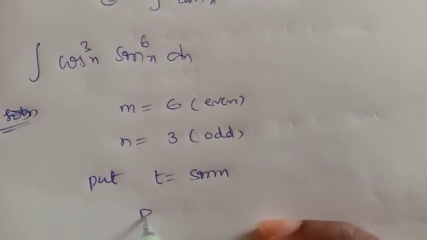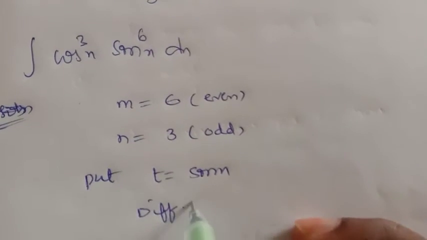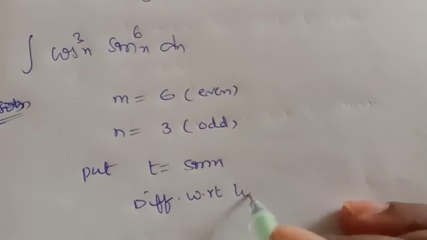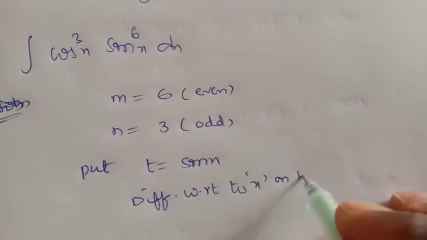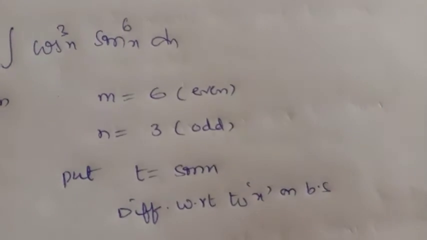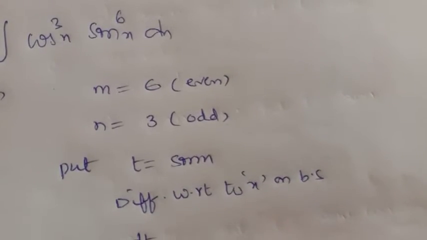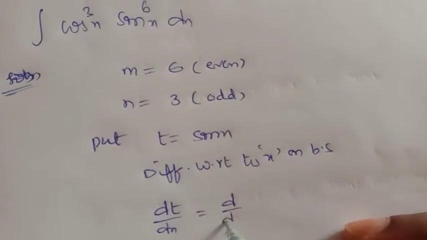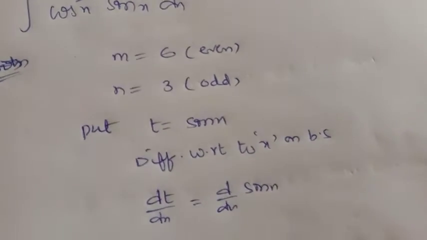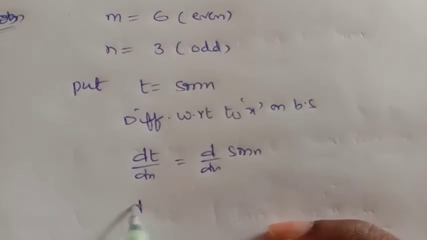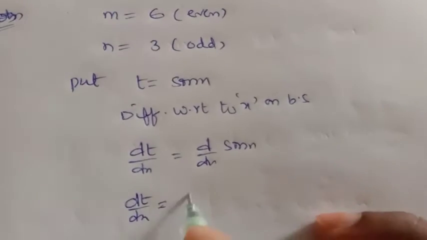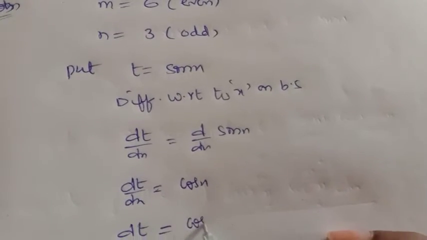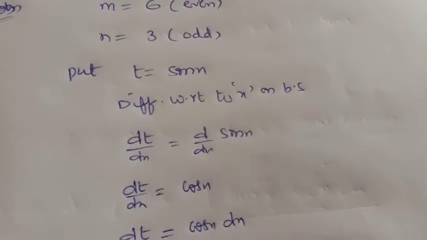Here we are differentiating with respect to x on both sides. Differentiating with respect to x on both sides, dt by dx equal to d by dx of sin x. We have d by dx of sin x equal to cos x. On cross multiplication we get dt equal to cos x into dx.